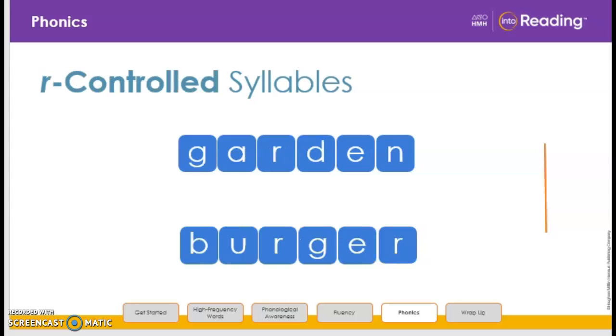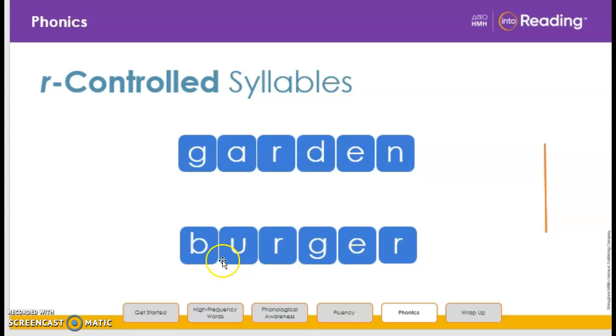Let's look at an R-controlled syllable. Remember, we can break the word between the 2 middle consonants. Look at the first word, garden. I can break the word into syllables between the 2 middle consonants. So we have garden. So 2 syllables. So if we broke it in half, it would go between the R and the D, right? Garden. Listen as I blend those again. Garden.